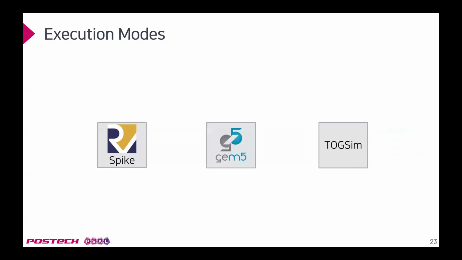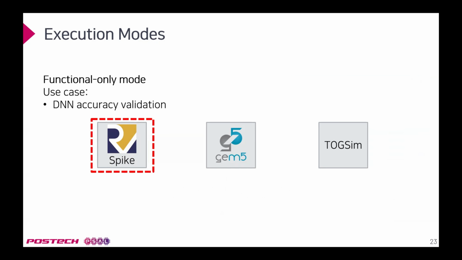Let's move on. Now I will talk about execution mode. PyTorchSim supports 3 execution modes. The first is functional only mode, which uses only the Spike simulator. This is used for DNN accuracy validation. It checks that the numerical results are correct without simulating timing.